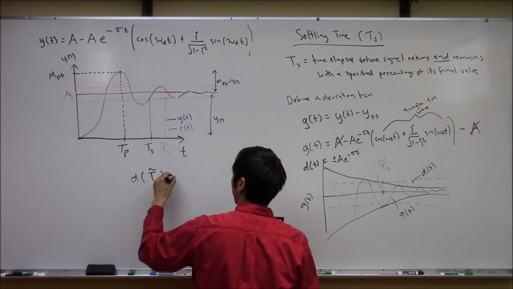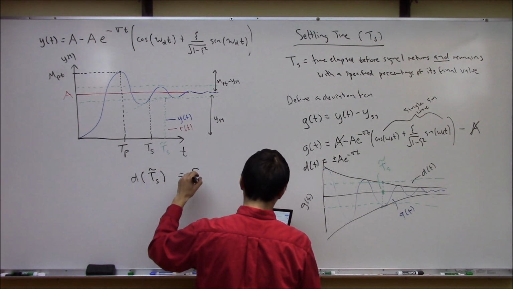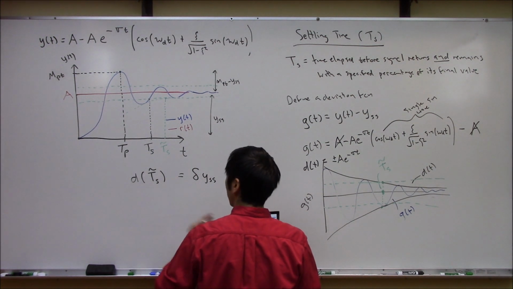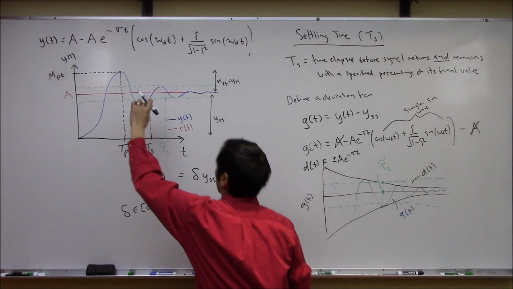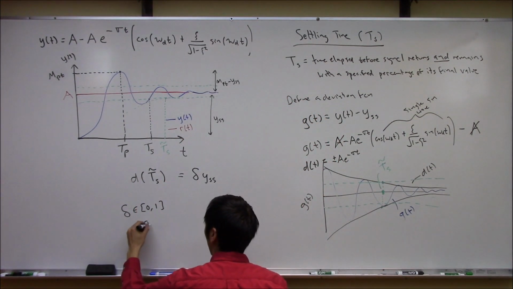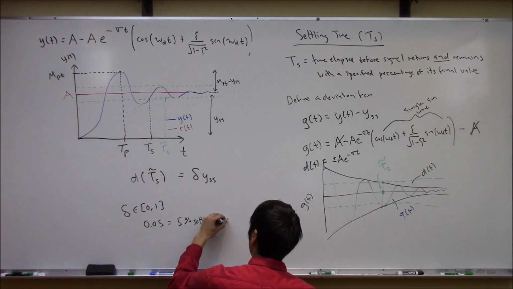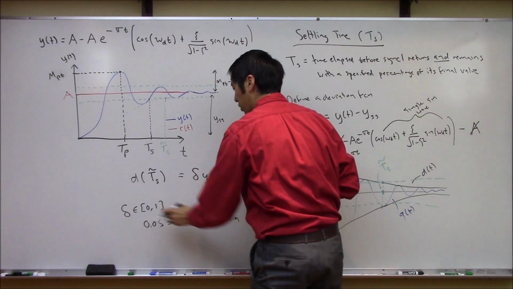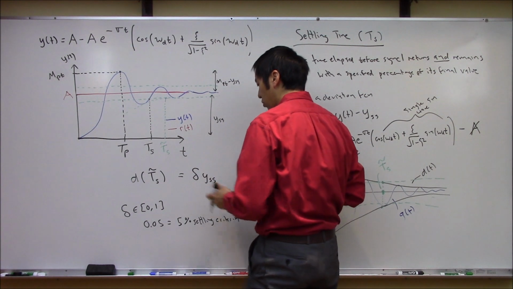I'm looking for when it equals some delta times y steady state here, right? And did we actually define what delta was earlier? Delta here is some number between 0 and 1, which basically represents the fraction of how much you're going to be looking for. So a delta of something like 0.05 is like a 5% settling criteria. So you're looking for when does a signal get within 5% of the steady state value, right? So that's what this delta is. So here's what I'm basically trying to solve, right? I need to just go ahead and figure this out. So that's not so bad.